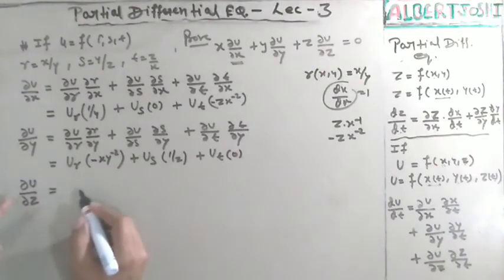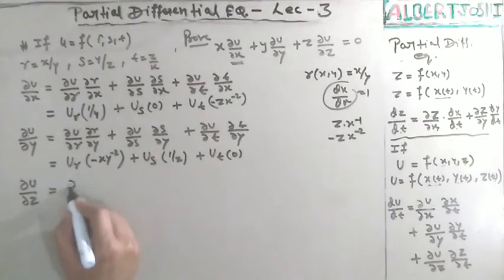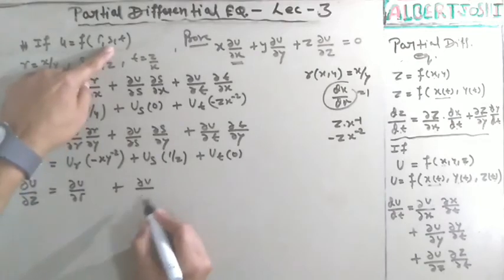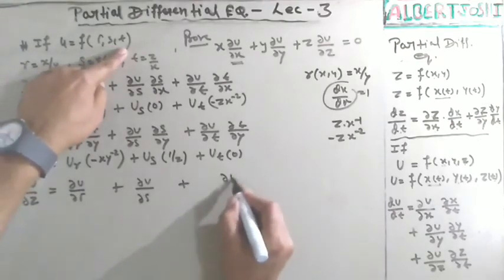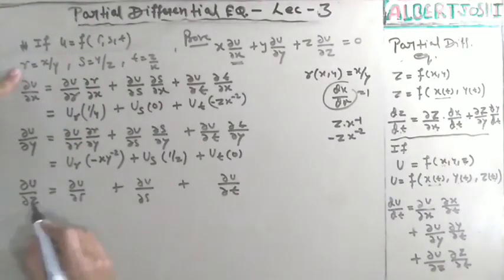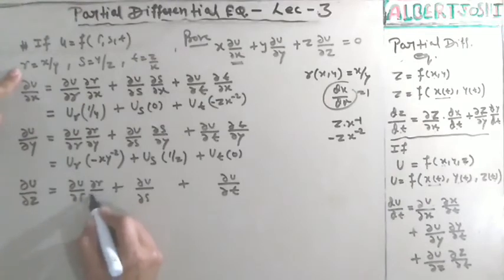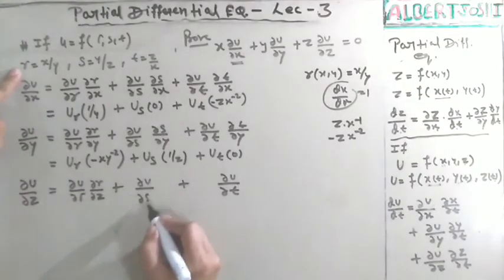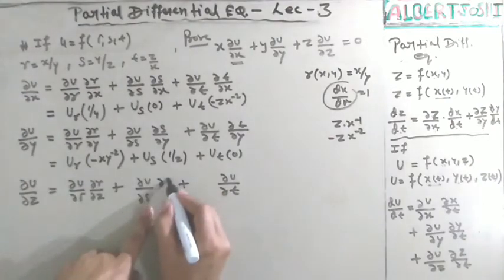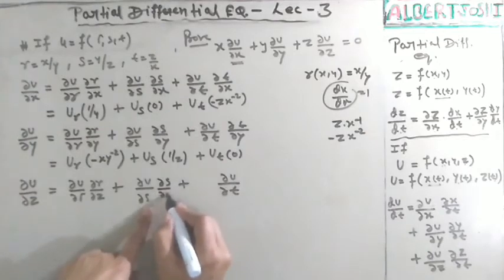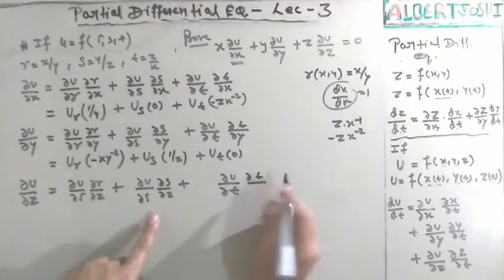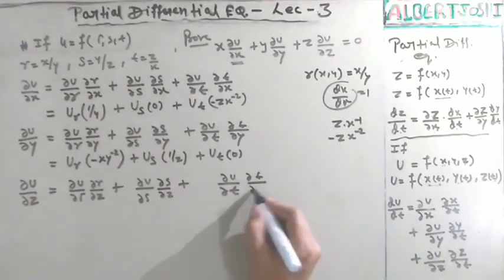So again in U there are a total of 3 variables: del U upon del R, then del U upon del S, then del U upon del T. Now you have to differentiate R with respect to Z, del R upon del Z, then S with respect to Z, del S upon del Z, and del T upon del Z.